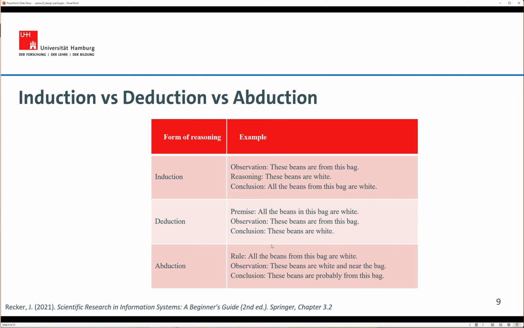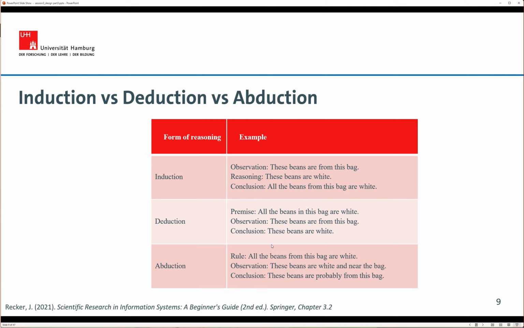Here's an example that shows you how you can reason about a similar set of phenomena in very different ways. The phenomena here is beans, and they have a particular color, and they are in a bag or near a bag. So, beans in a bag. In induction, we would move as follows. We could make an observation like this set of beans here are from these particular bags, and the beans are all white, and then derive by induction that all the beans from the bag are white, including those that we haven't seen.